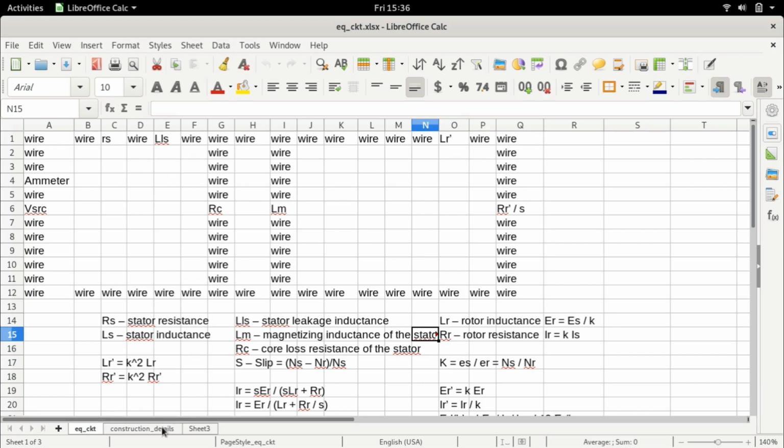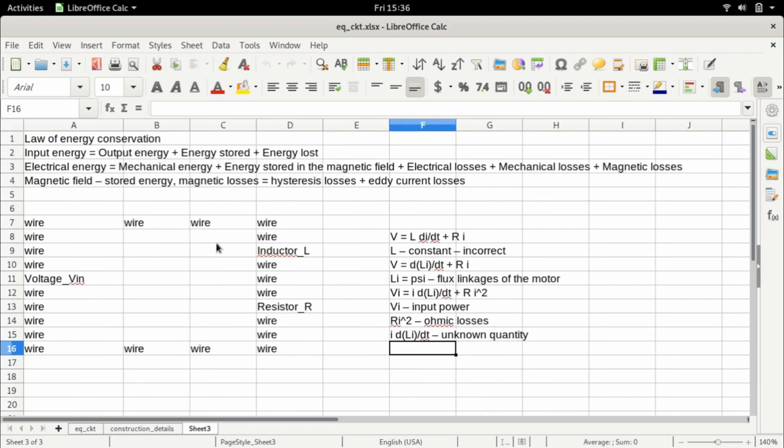Now we are taking all these details away and just saying that if we represent an induction motor by a simple inductance and a resistance, nothing more than that, right? Then in that case, we can come up with this particular equation. So we can say that the input power to this motor, which is equal to V into I, is equal to the current I multiplied by the differential with respect to time of the product L into I, plus the ohmic losses, which is I squared R.